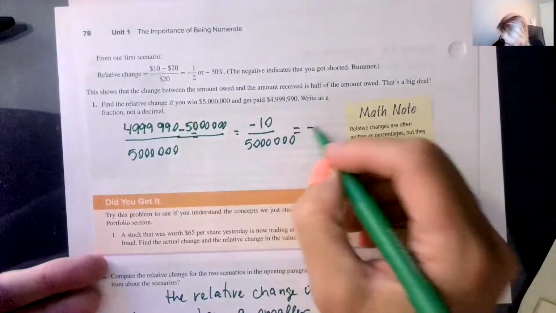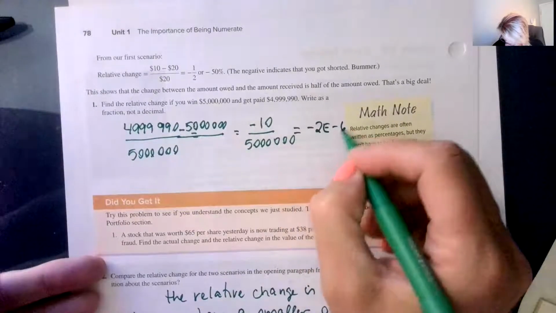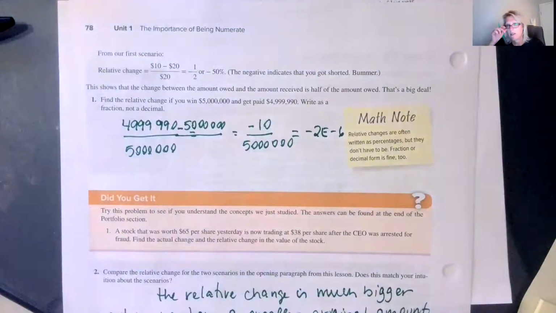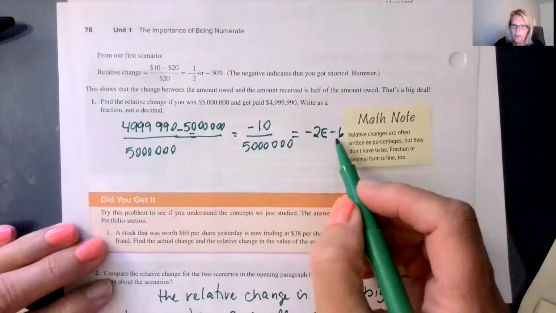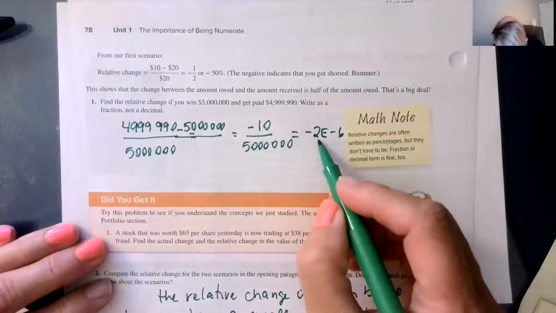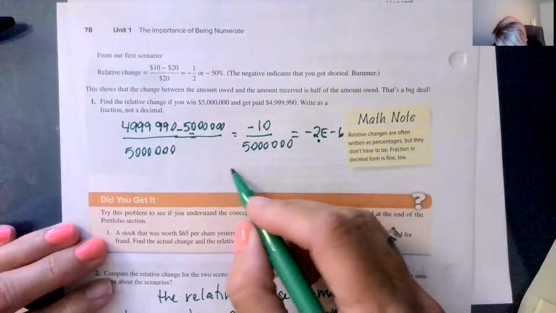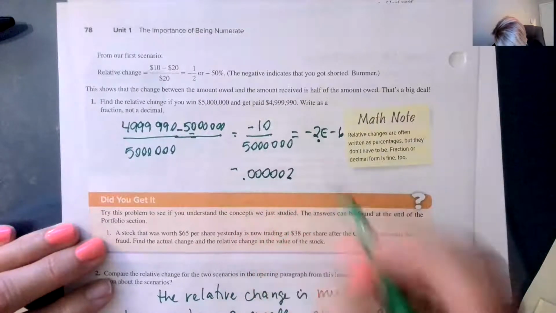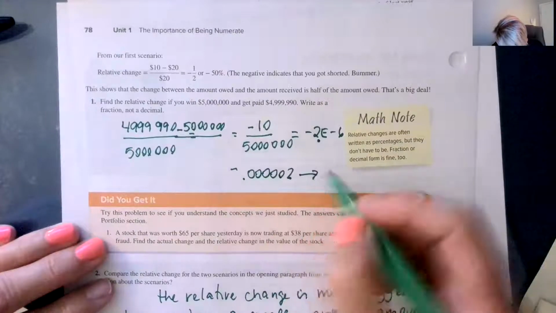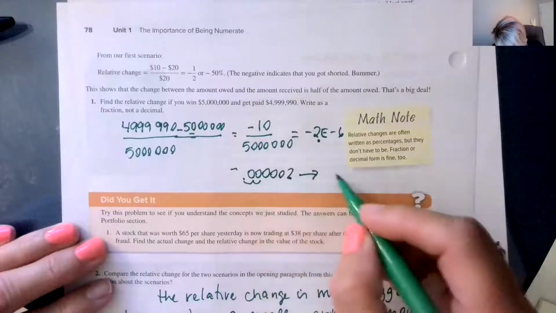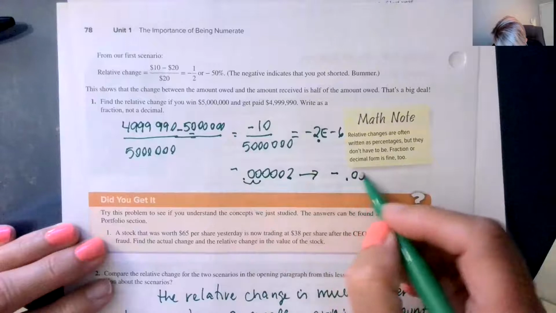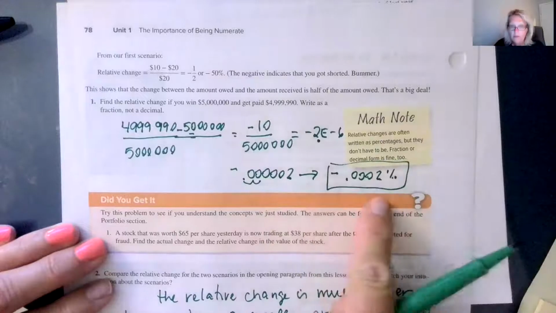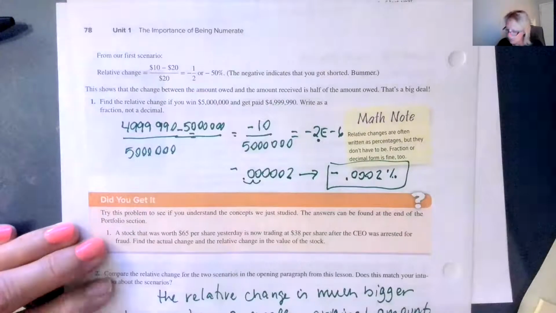This comes out to be a -2 e -6. This gives us some practice on our scientific notation. So that means we have to move our decimal 6 places to the left, starting right here. So that means I'm going to have a negative and then 5 zeros. And then as a percent form, we move our decimal to the right 2. So that's really negative 0.0002%. So definitely much smaller than this 50% up here.